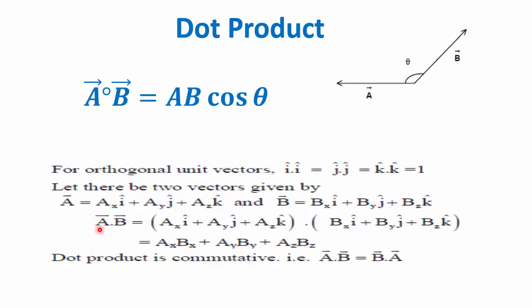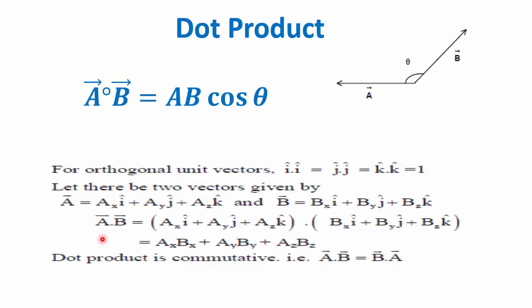Now if I multiply a dot b, and I consider a vector a having components ax i cap, ay j cap, az k cap, and similarly for b, then each component of a in each direction will multiply with the b components. So i dot j will be 0, or j dot i or j dot k, these quantities will be 0, but i dot i, j dot j, k dot k will be 1. As a result, I will get ax bx plus ay by plus az bz.